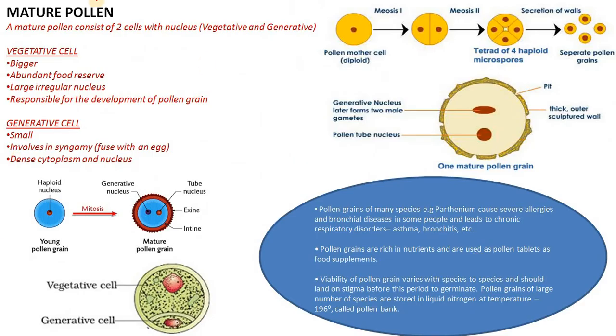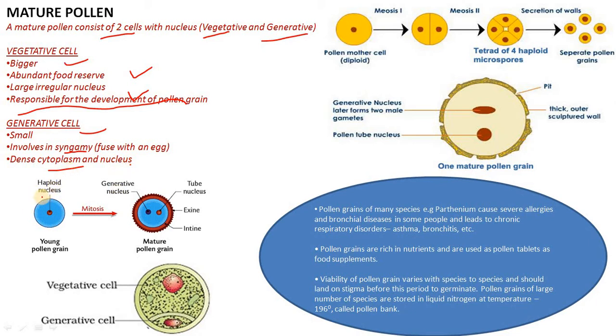So coming to the structure of a mature pollen grain. A mature pollen grain consists of two cells with the nucleus, vegetative and generative. The vegetative cell is bigger, has abundant food reserve and a large irregular nucleus, and is responsible for the development of the pollen grain. And the generative cell is small, involved in syngamy, fusion with an egg, and has dense cytoplasm and a nucleus.